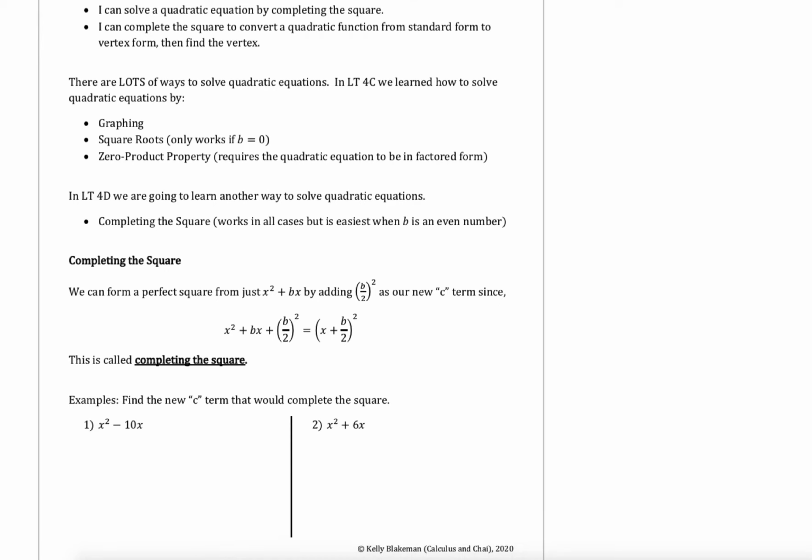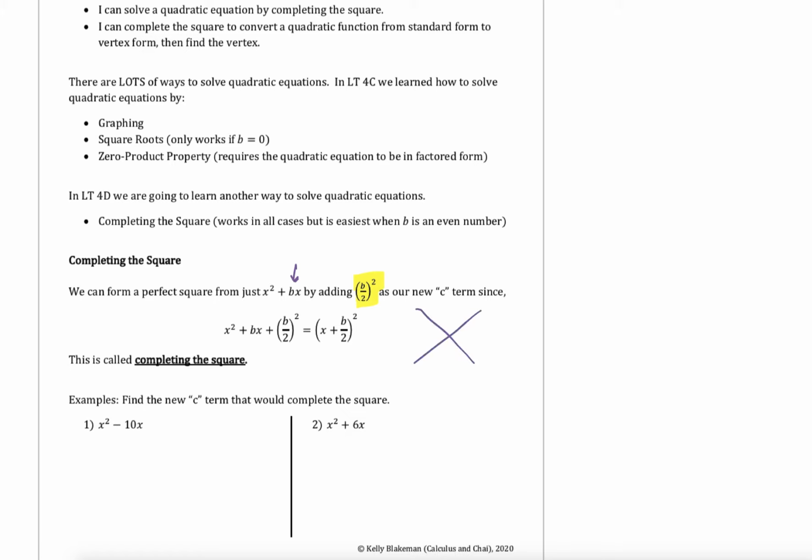We can form a perfect square from any x squared plus bx by adding a new c term, and this new c term is going to be b over 2 squared, where b is the coefficient on our x term, and then we'll halve it, and then we'll square that number. The reason this works out as a perfect square is we can always factor x squared plus bx plus b over 2 squared as x plus b over 2, the entire thing squared.